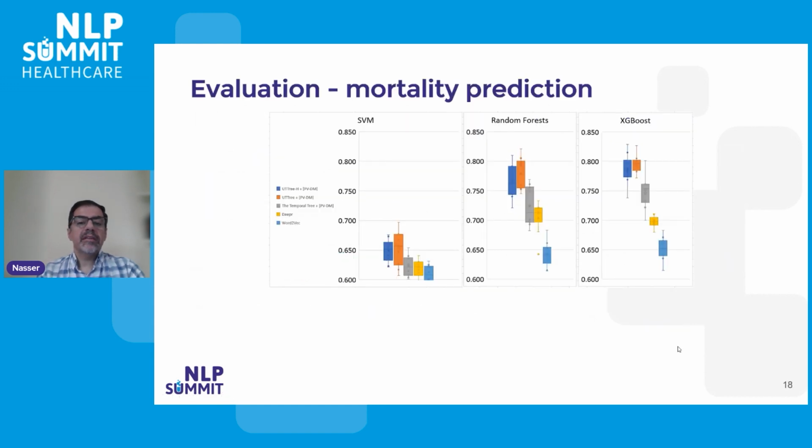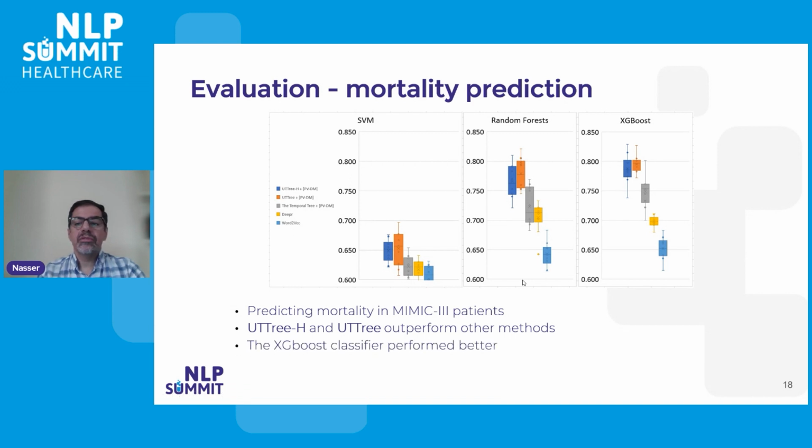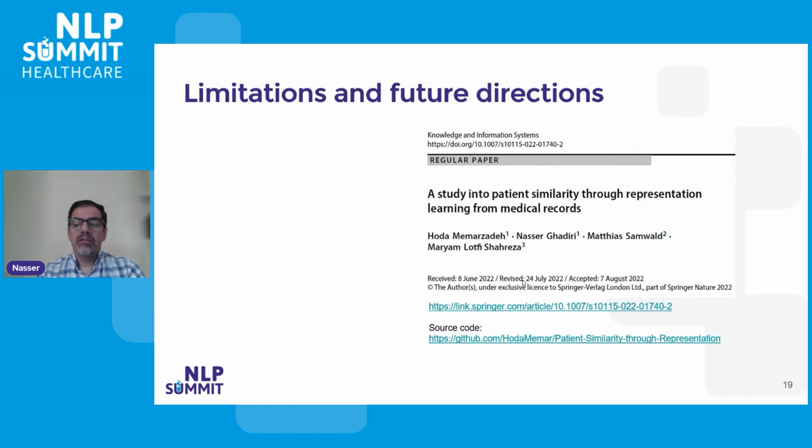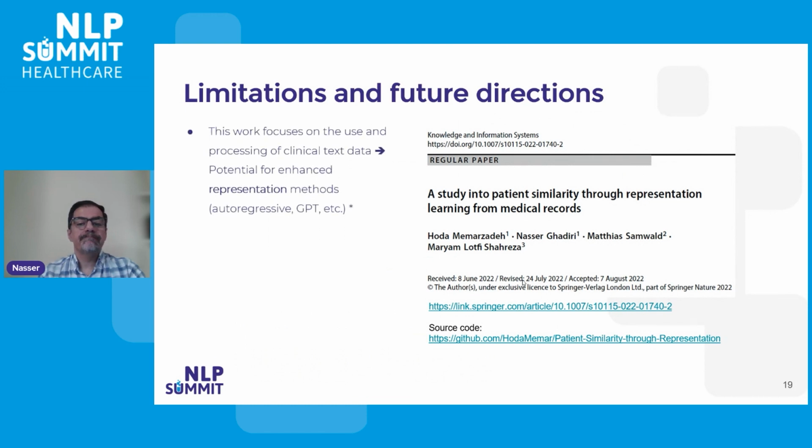For the second case, we use the method for mortality prediction using three different machine learning methods run on the MIMIC dataset. That was the basis for our work. UT3 and UT3H performed better than existing methods, and the best classification results were produced by XGBoost. The results can be found in our publication.